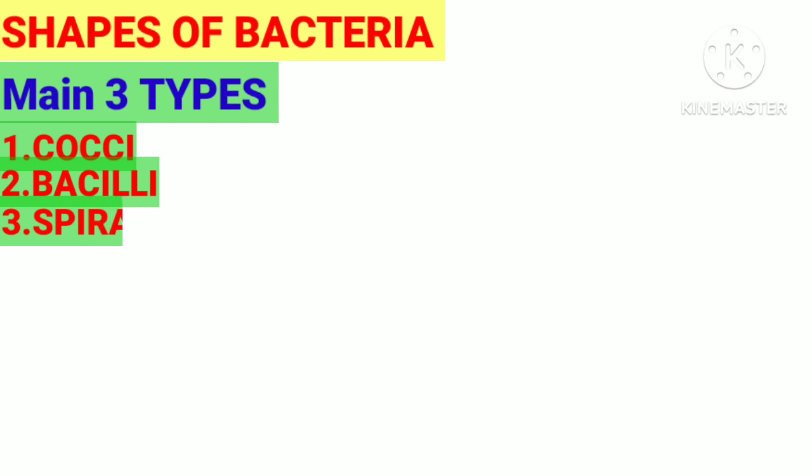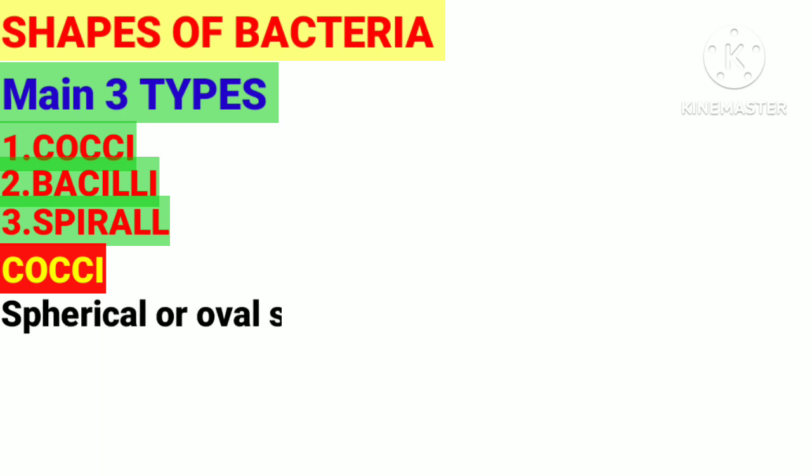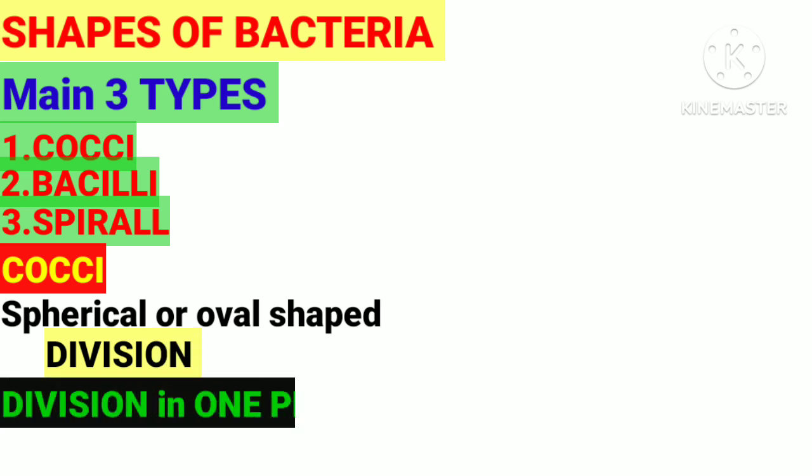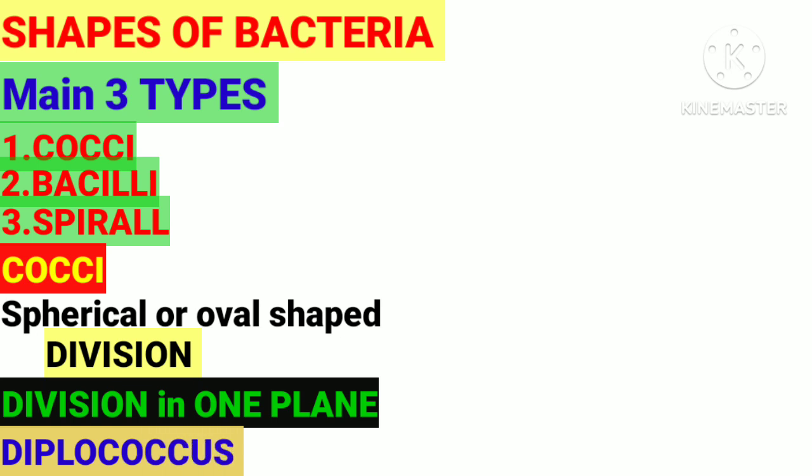Shapes of bacteria. These have three main types. One is called cocci, second is called bacilli, third is called spiral. Cocci is spherical or oval-shaped bacteria. These occur in divisions. If the division is in one plane, then diplococci occur. Cocci occurring in pairs are called diplococcus.